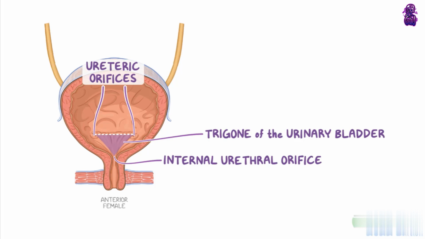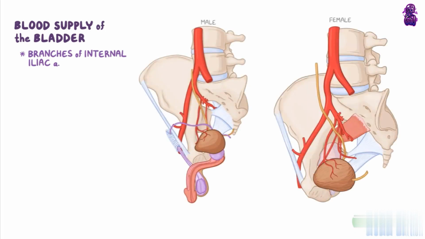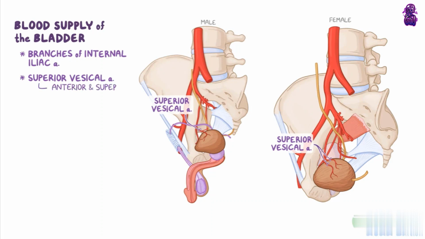Alright, now let's look at the blood supply of the urinary bladder. First, the arterial blood supply of the bladder comes mainly from branches of the internal iliac artery. In both male and female individuals, the superior vesical arteries supply the anterior and superior parts of the urinary bladder.